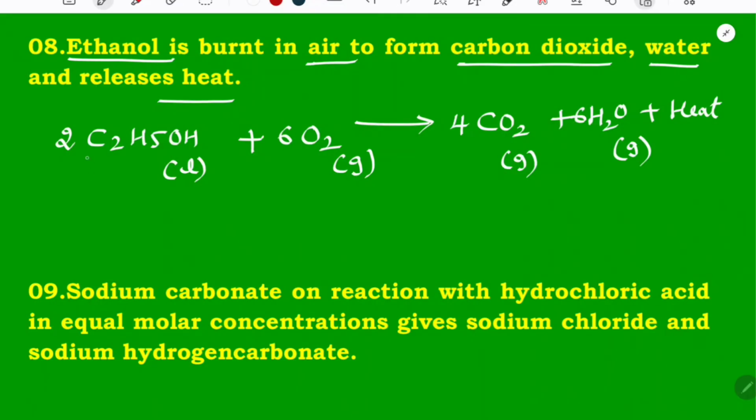So now we can count how many carbons? 4 carbons this side, here 4 carbons. Then how many hydrogens? Hydrogen 6, 12. Here also 12 hydrogens. And oxygens 2 plus 12, 14. Oxygens 14 here. 8 plus 6, 14. So the equation is balanced.